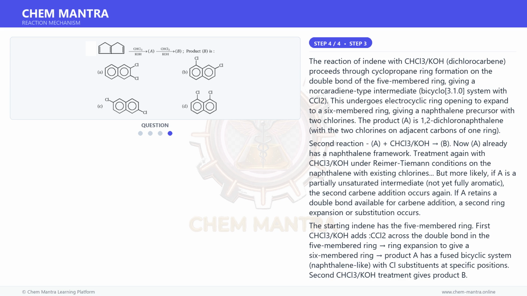Option B, 1,6-substitution, would require non-adjacent additions inconsistent with the sequential carbene additions to the same ring system. Option C, 2,6-substitution, similarly does not follow from the regioselectivity of sequential carbene ring expansions on indene. Option D, 1,8 peri positions, would require a different mechanism not consistent with the carbene addition ring expansion sequence.